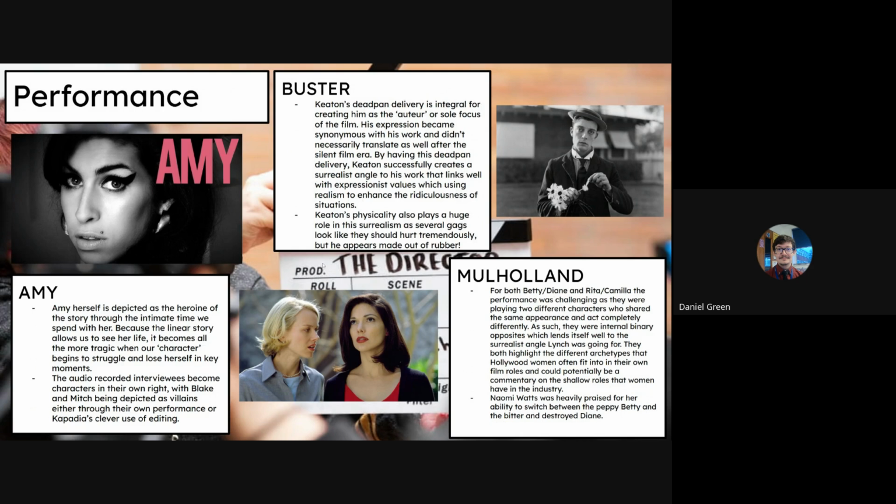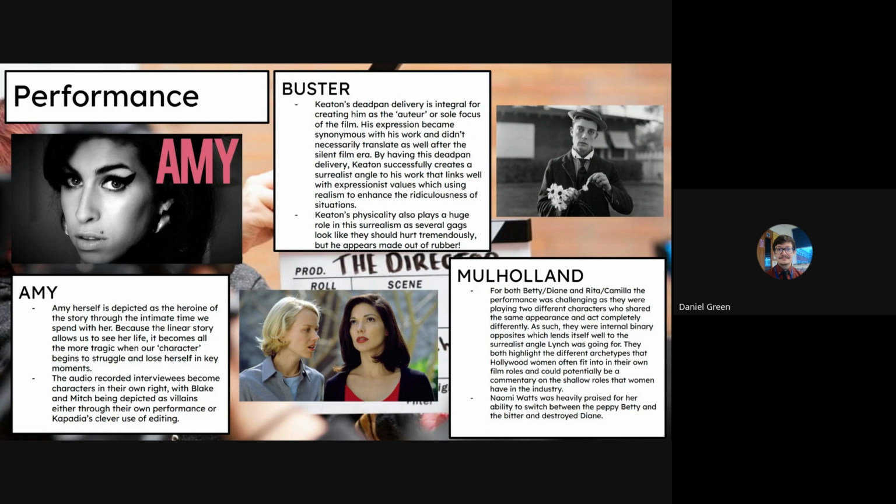And in terms of performance, which is the final area I'll cover here, Amy herself is depicted as the heroine of the story through the intimate time that we spend with her. Because the linear story allows us to see her life, it becomes all the more tragic when our character begins to struggle and lose herself in key moments because we see her performed for us. And the footage that's been chosen presents her in a certain light as this tragic character that we need to sympathize with. And the audio recorded interviewees become characters in their own right, with Blake and Mitch being depicted as villains either through their own performance or Capadia's clever use of editing.